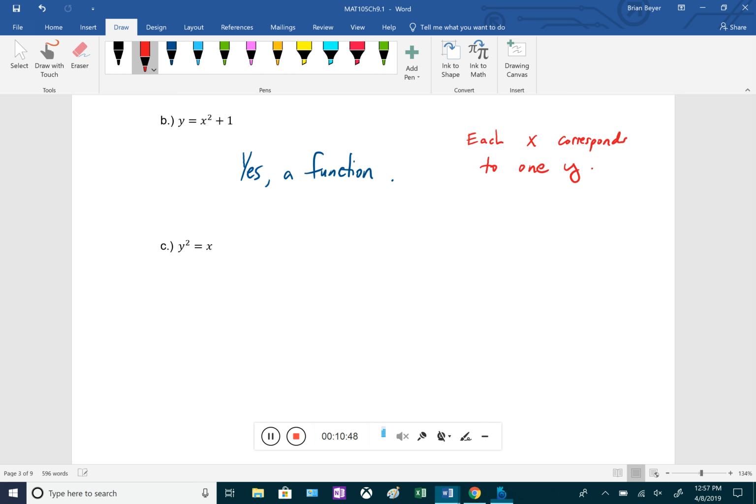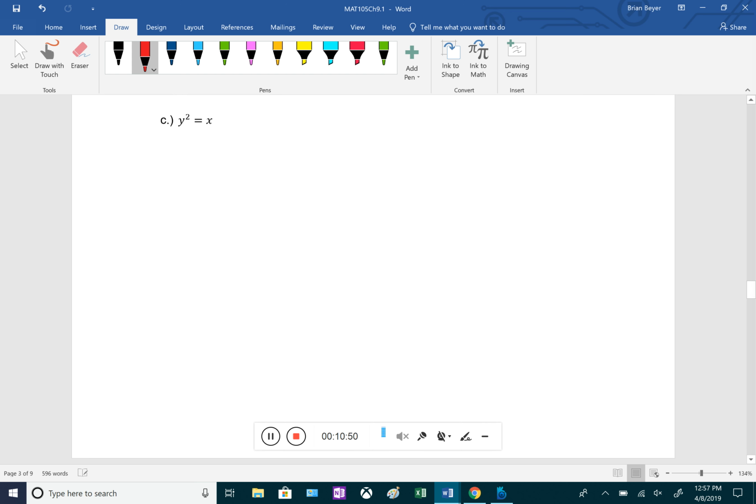And for the last one here, y squared equals x. So we want to solve these for y. This one's a little more complicated because solving this for y, we would have to take the square root on both sides. When you take the square root of both sides in an equation like this, you don't just get y equals the square root of x, you get y equals plus or minus the square root of x.